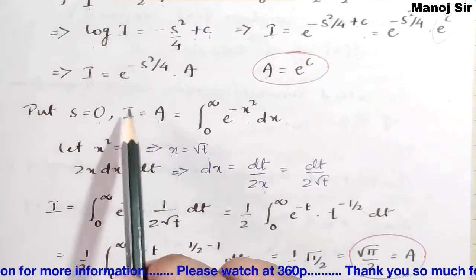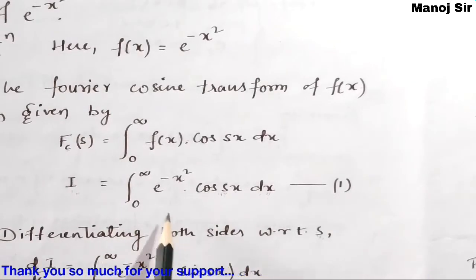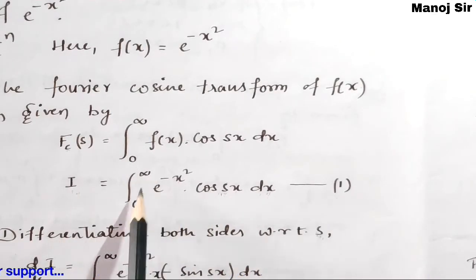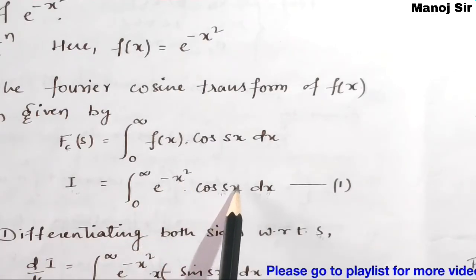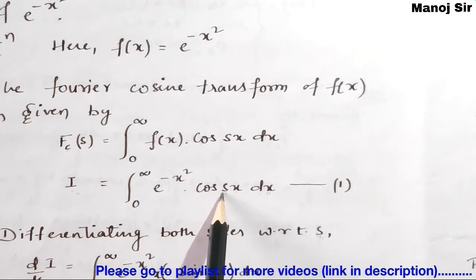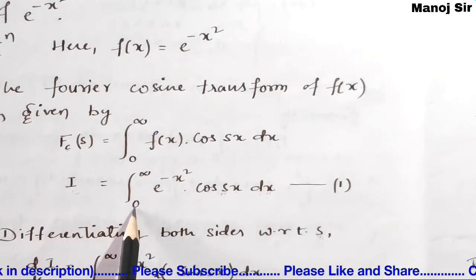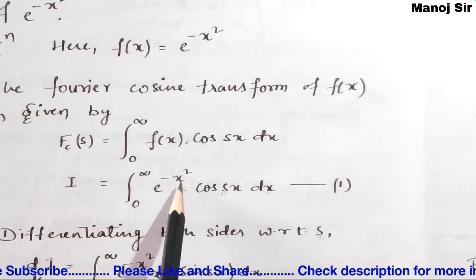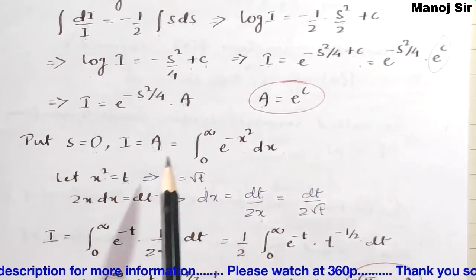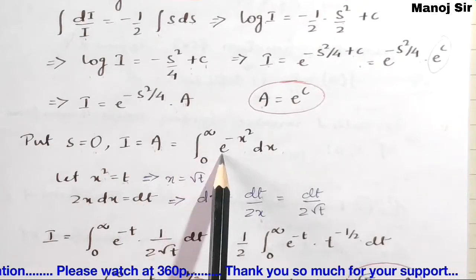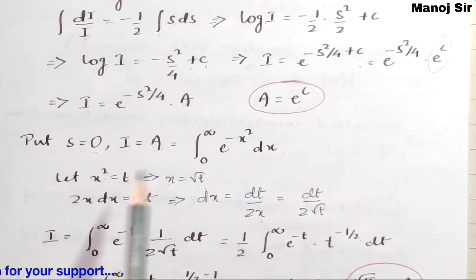So what is I? Let us see what is I. From equation number 1, what is I? That is integration 0 to infinity e to power minus x square cos sx dx. If you put s equal to 0, then cos 0 will become 1. So I will become integration 0 to infinity e to power minus x square dx, because we have put s equal to 0 here. Okay, this part is clear.